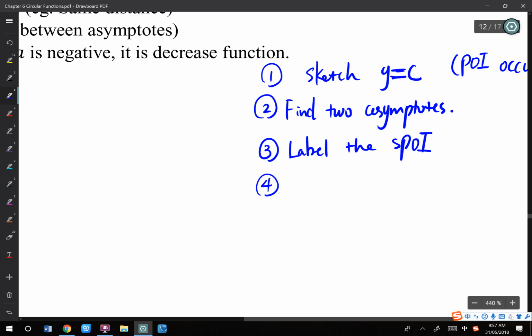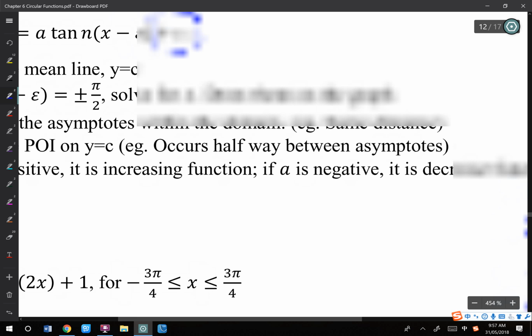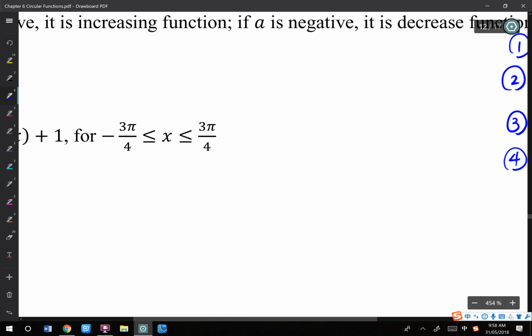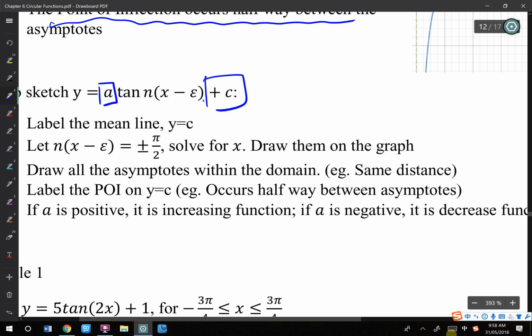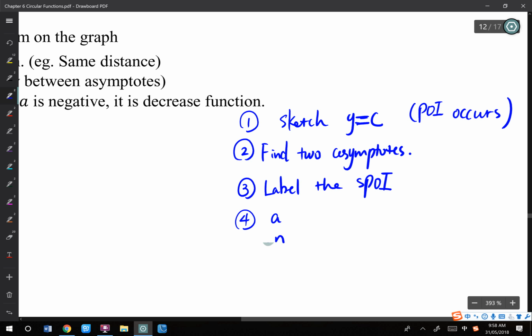Number 4 is look at the A value and N value. What are they? A is the value you times in front of the tangent, and N is the coefficient of x. You look at those 2 values.